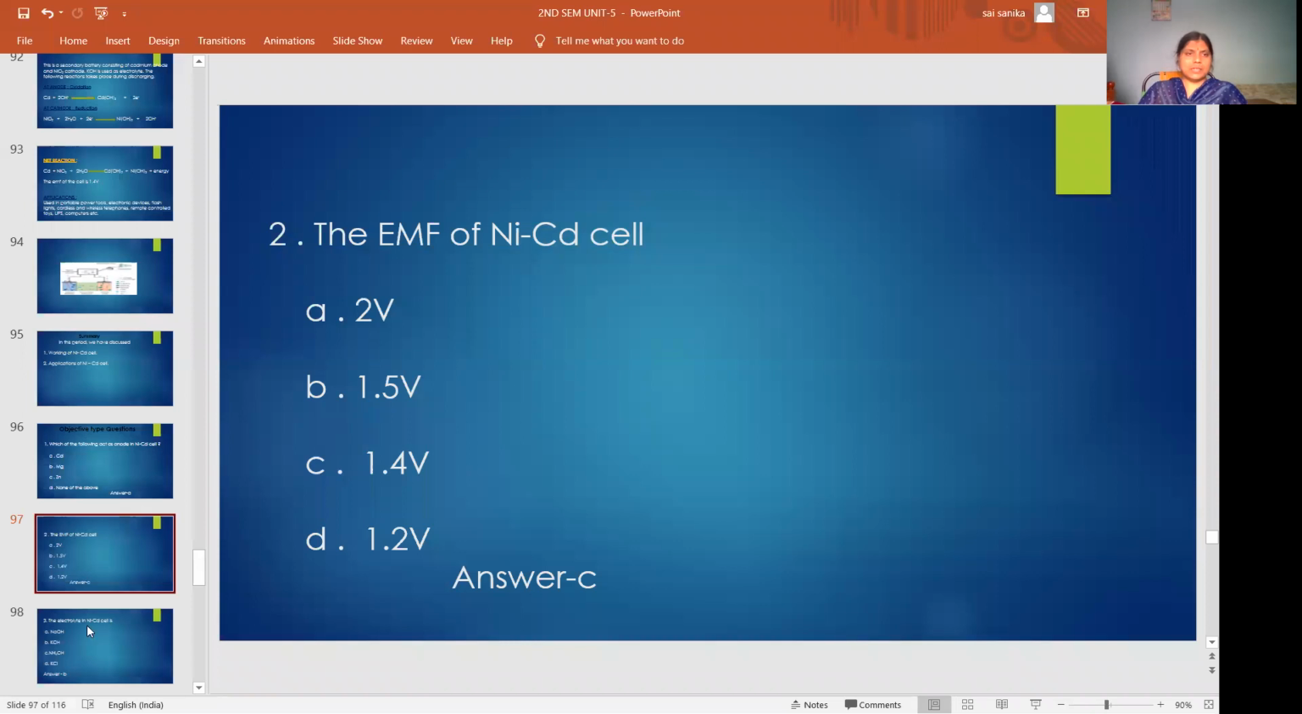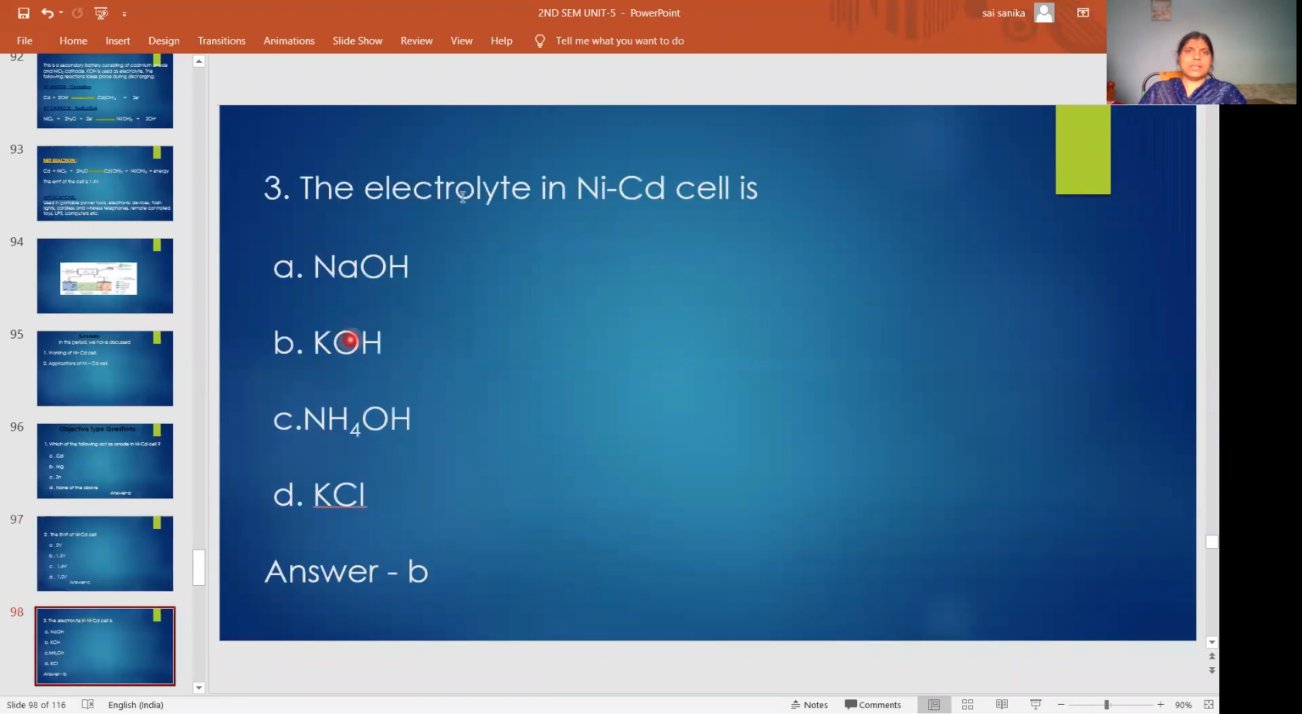And come to the next question. The electrolyte in nickel cadmium cell is. So what is the electrolyte in nickel cadmium cell? A sodium hydroxide, B potassium hydroxide, C ammonium hydroxide, D KCl. So what is the answer? B. So potassium hydroxide is acting as electrolyte in nickel cadmium cell.